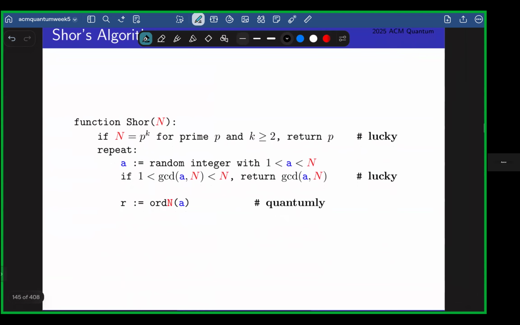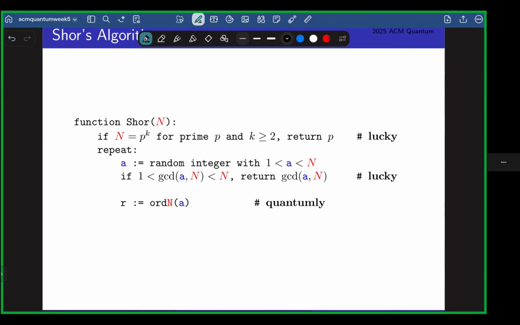Huh? What? Oh, because A is supposed to actually be between 2 and n minus 1. Oh, okay, yeah, that is true. Okay, ignore that then.